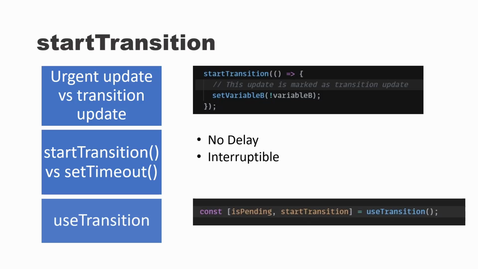And lastly, they also introduced the useTransition hook, which you can take advantage of if you want to render some fallback component, because it does provide this pending state if you want to use it.